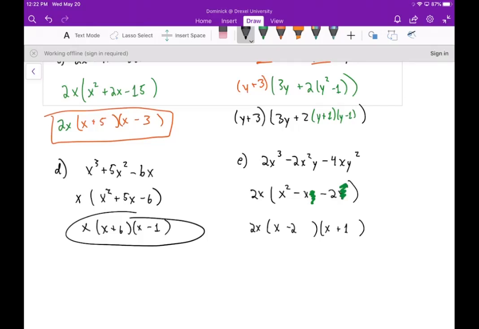But of course, I don't want to just permanently forget that the y's are there. Let's think about it for a second. If I want to get a y squared in this last term right here, the only way that can happen is if each of these has a y. So negative 2 times positive 1y would give me a negative 2y squared. And of course, if you multiply this out, you will get exactly what we want.